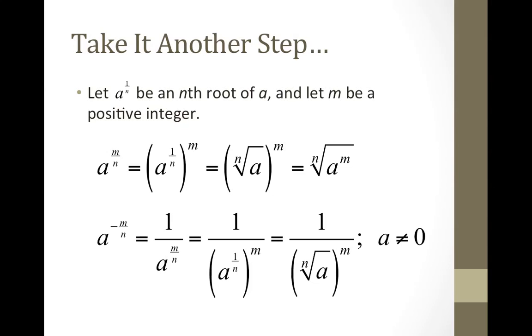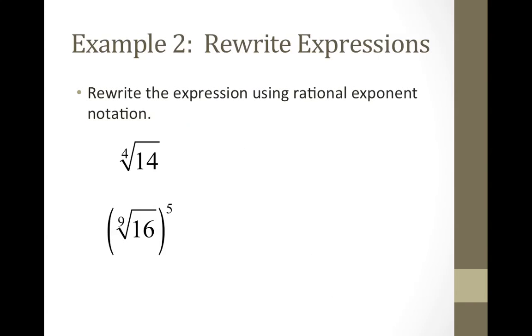Same thing happens if we end up with a negative m over nth power. The negative simply means that it's 1 over a to the m over n, and then the same equivalents still work, just with the exception that we cannot have an a value of 0. Okay? So keeping those things in mind, let's look at just rewriting expressions back and forth.